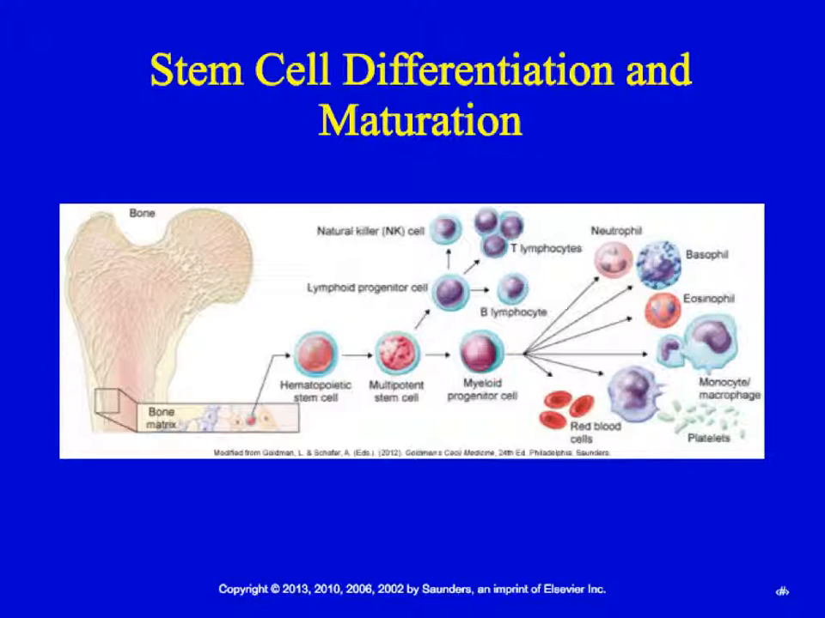So it's good to have a basic understanding of this picture here. Just make sure you review that and understand that the stem cells are produced in the bone marrow, and as the cells mature, they differentiate into a specific type of cell.